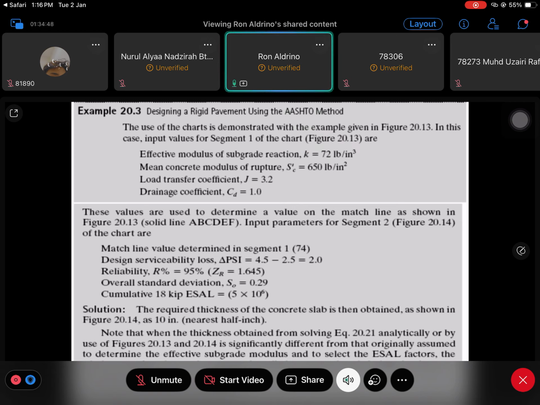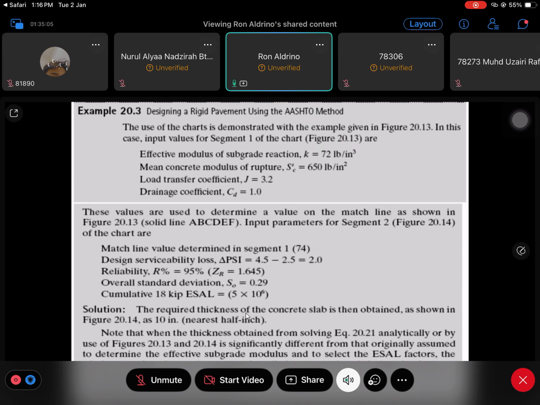So cumulative 18 kip ESAL, this is the standard. Even in Malaysia we also use 18 kip. 18 kip ESAL is also equivalent to 5 times 10 to the power of 6. So the required thickness of the concrete slab is then as shown in the figure, 10 inches.